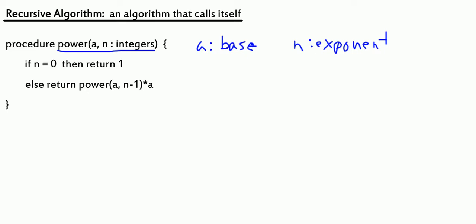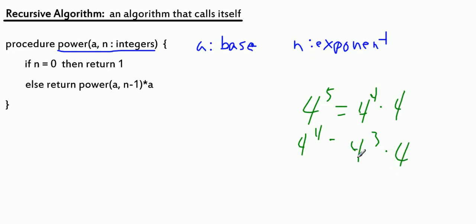Now, the key is that every time you want to raise a number to a power, let's say 4 to the 5th power, you could think about that as 4 to the 4th power, a lot of 4s I realize, times 4. And then 4 to the 4th power is really 4 to the 3rd power times 4. This is what we did before in the recursive function example.